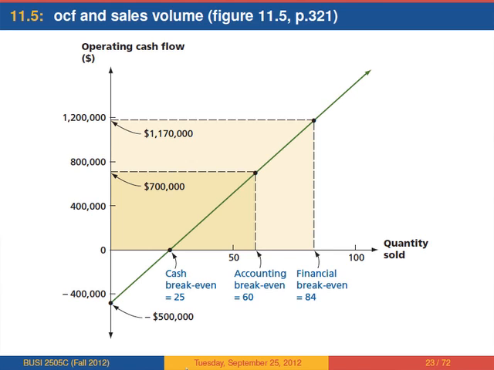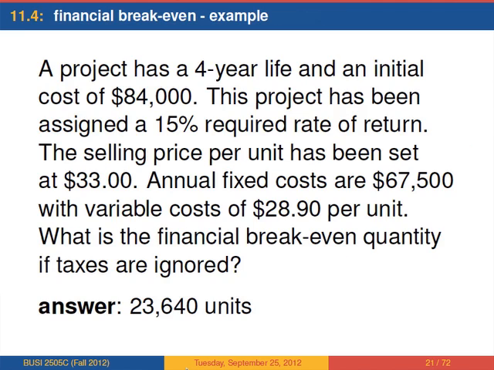Then the next one, after accounting, is where you make enough gross margin to cover your cash costs and the depreciation. Then the next one after that, the financial break-even, is the one where you're making enough money to pay your cash cost, the depreciation, and the cost of capital for the equipment or the investment that you had for that project.